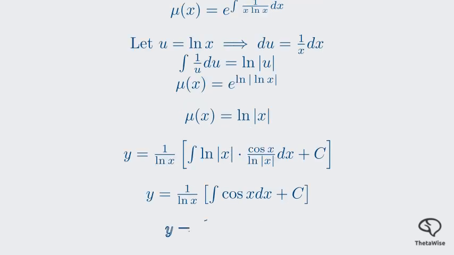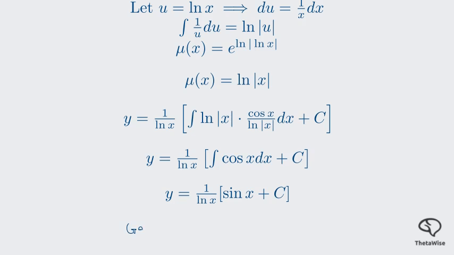We're left with the integral of cos x dx, which is sin x, so we have y equals 1 over ln x times sin x plus c. Finally, we can write our general solution more cleanly. y equals sin x over ln x, plus the constant c over ln x.